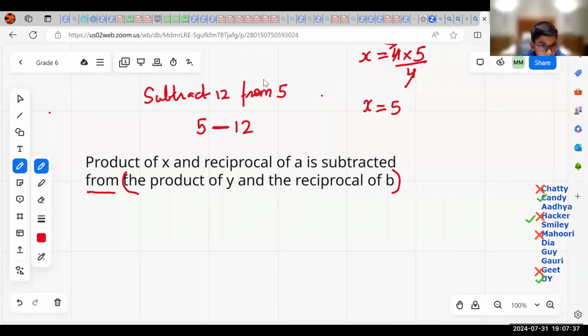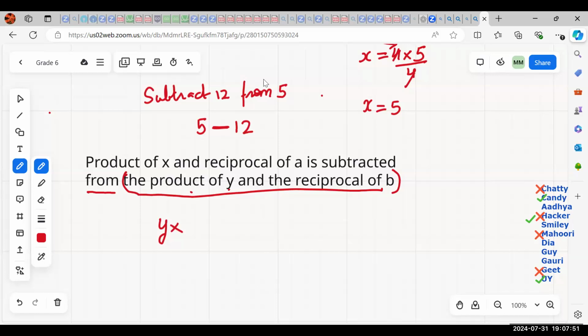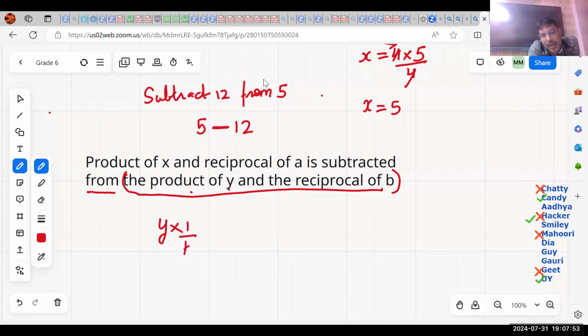Yes, sir. So this we have to write first. Now the product of y means y multiplied by the reciprocal of b. What is the reciprocal of b, Geet? 1 over b. So that will give me y into 1 by b. Y over b. Now what is the product of x and the reciprocal of a? This will be x into 1 by a. So y by b minus x upon a. This will be my answer.